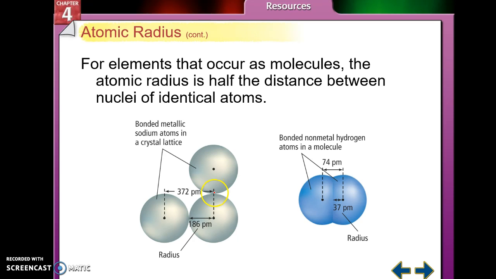Look right here, this would be your atomic radius. You can measure from nucleus to nucleus. It's really easier to go nucleus to nucleus, because then you can just divide it in half. We don't have a specific dividing line that tells us, here is where the electron cloud stops.